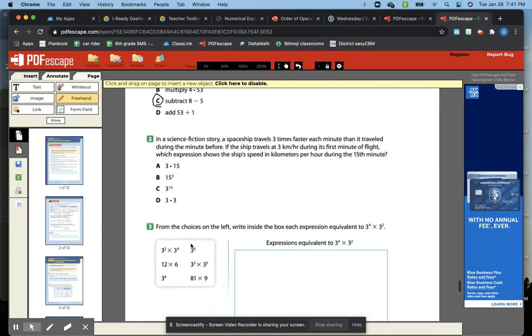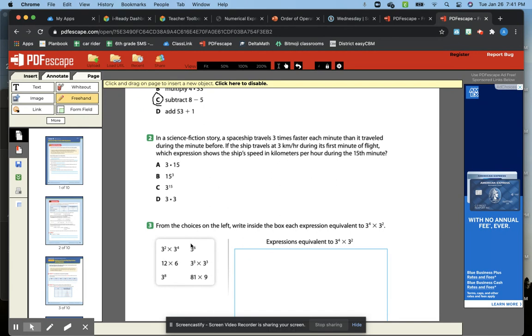Number 2, in a science fiction story, a spaceship travels 3 times faster each minute than it traveled during the minute before. If the ship travels at 3 kilometers per hour during the first minute of flight, which expression shows the speed per hour during the 15th minute? So this is just like the homework or the money from before, where you take the number and you just times it by itself over and over until you get to how many you need. So for the 1/2, we had 4 days, so we did 1/2 to the 4th power.